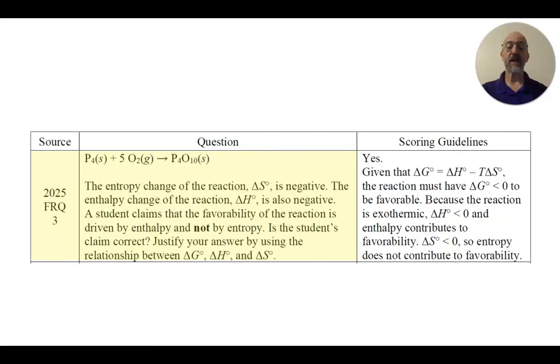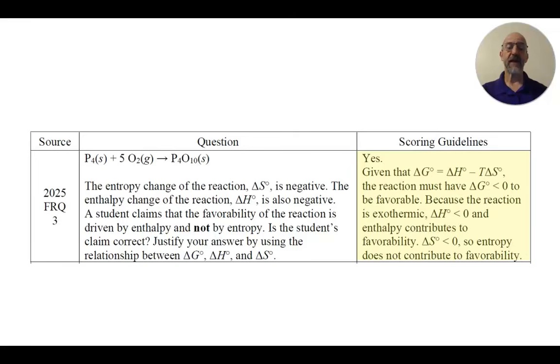What I taught you early in this lesson is that a negative delta H can be a driving force for a reaction, and a positive delta S can be a driving force. So in this example from the 2025 AP Chemistry exam, we have a negative delta S, which cannot be a driving force, and we have a negative delta H, which can be a driving force. So here is the official scoring guidelines answer. In other words, is the student's claim correct?